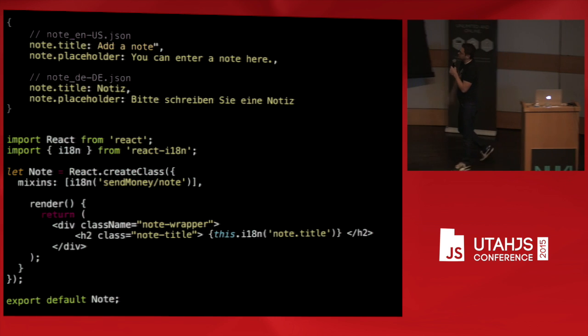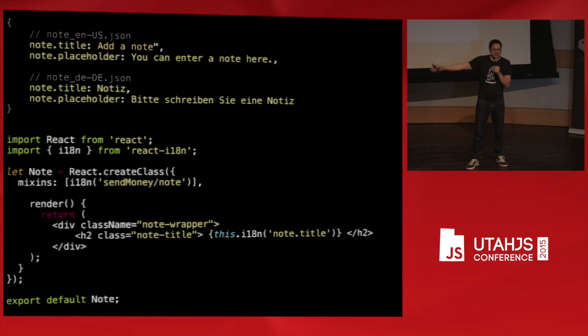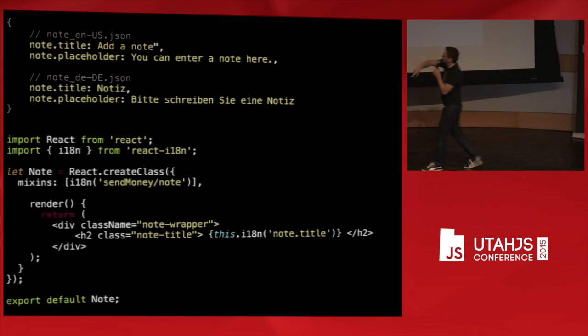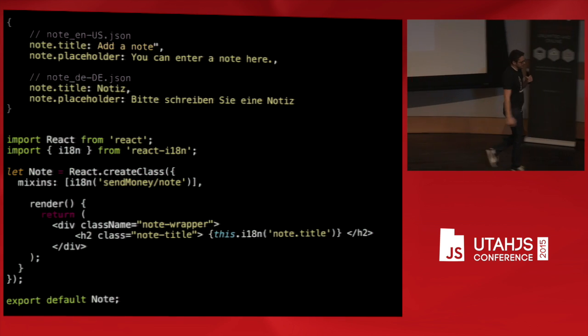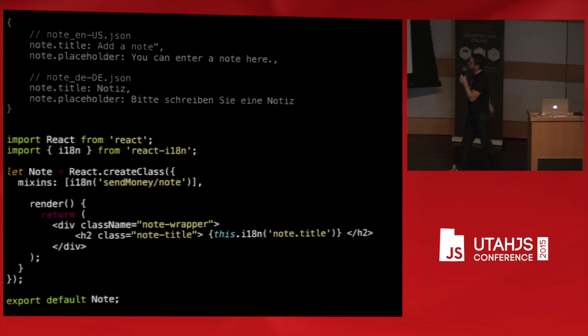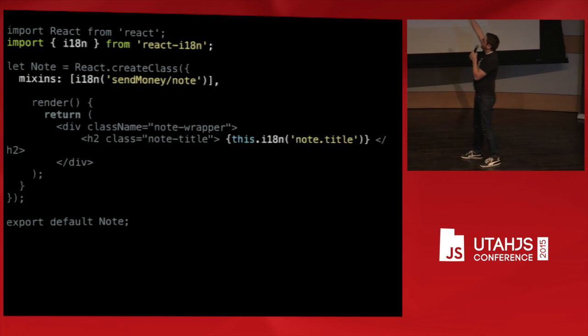The second thing we did is we built an I18N mixin. Who does not know what a mixin is? Okay, so a mixin is basically, it decorates something with additional functionality. That's probably the simplest way of explaining it. Okay, so we built an I18N mixin. Let's take a look at that for a second. So the important pieces here, we're pulling it in.